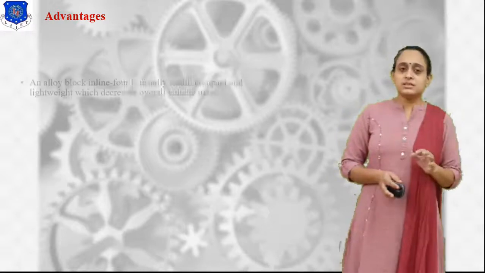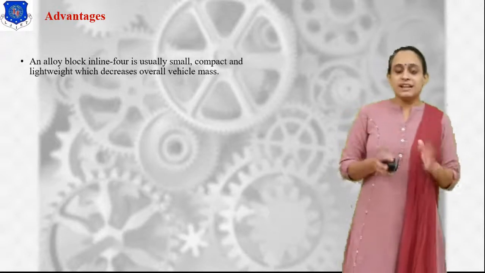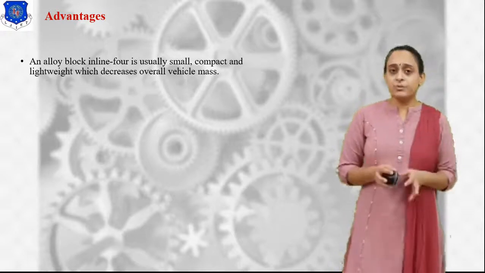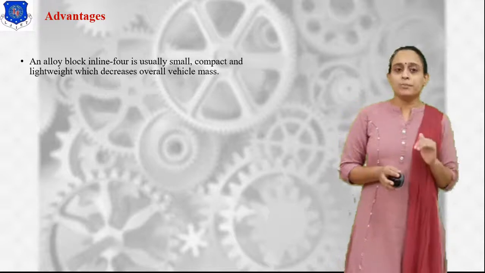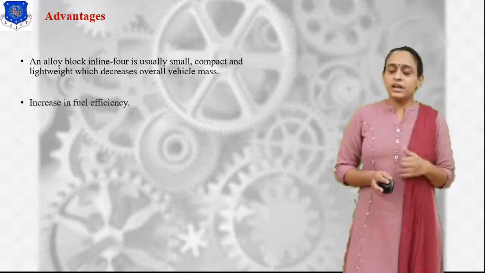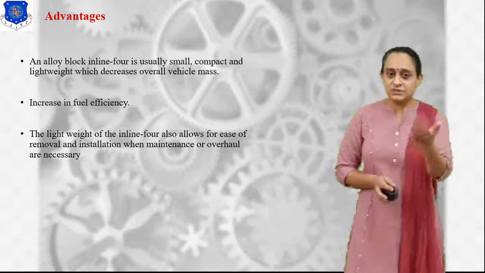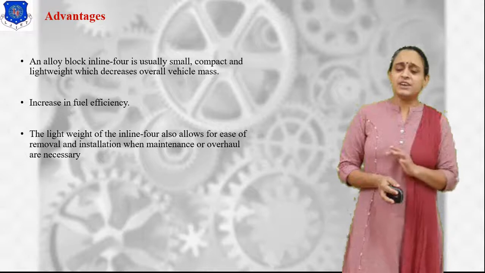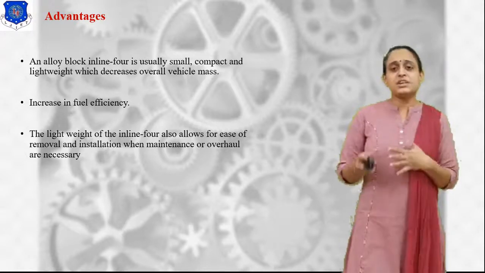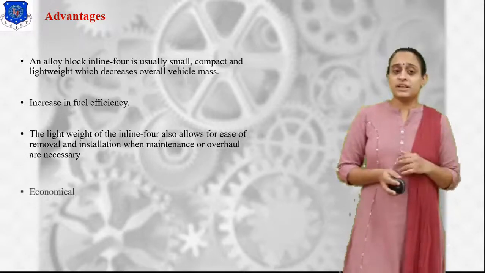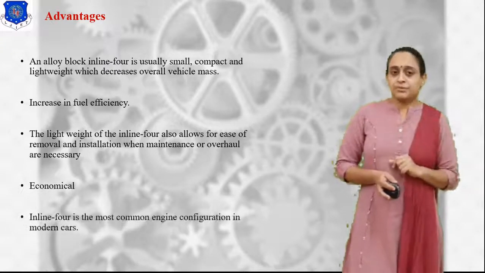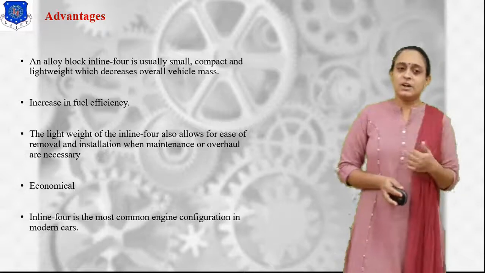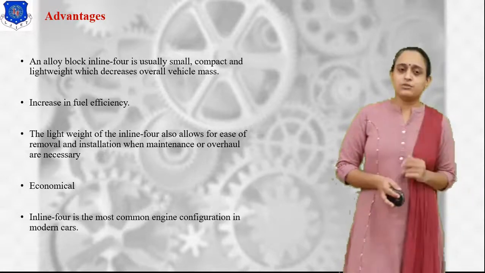Now what are the advantages? First advantage is that the cylinder block is made of alloy. It is very small and compact and also lightweight. It increases the fuel efficiency, as we can understand in this method, and it is lightweight. Hence the manufacturing as well as maintenance is also very easy. It is economical. Clear? So these are the advantages as I have written down in our slide. You can see, you have to read.